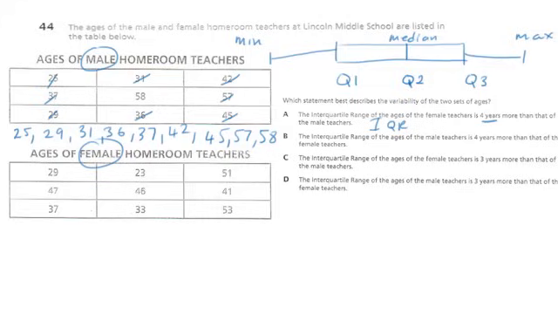Okay, so my middle number here, which is the median, would be 1, 2, 3, 4, 5, 6, 7, 8, 9. So there's 9 of them, so it's going to be the 5th number. 1, 2, 3, 4, 5. That gives us 4 on each side. So our quartile 2 for male is 37.